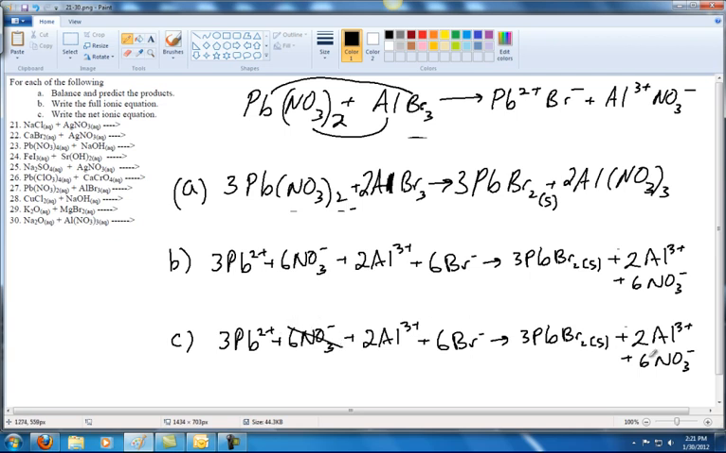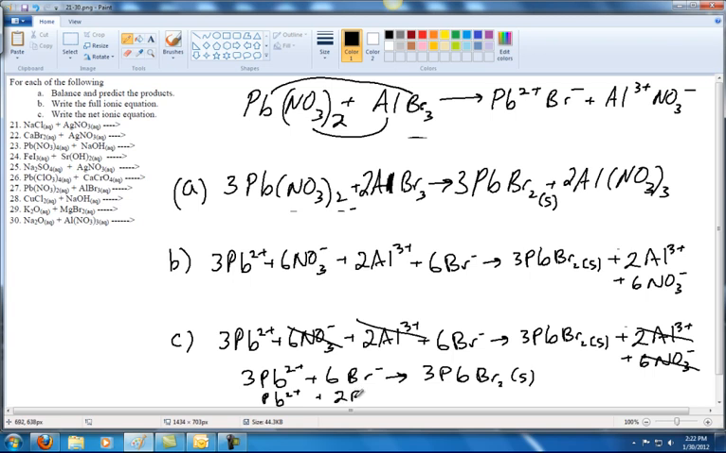So we've got 6 nitrates, that'll cancel. And we've got 2 Al3+ and 2 Al3+, that'll cancel. And we're left with 3 Pb2+ plus 6 Br- gives 3 PbBr2 solid. So that's one way of expressing it. The other way we could express it is just Pb2+ plus 2 Br- gives PbBr2 solid. Either way is okay. Alright, so that's the final net ionic equation for number 27.